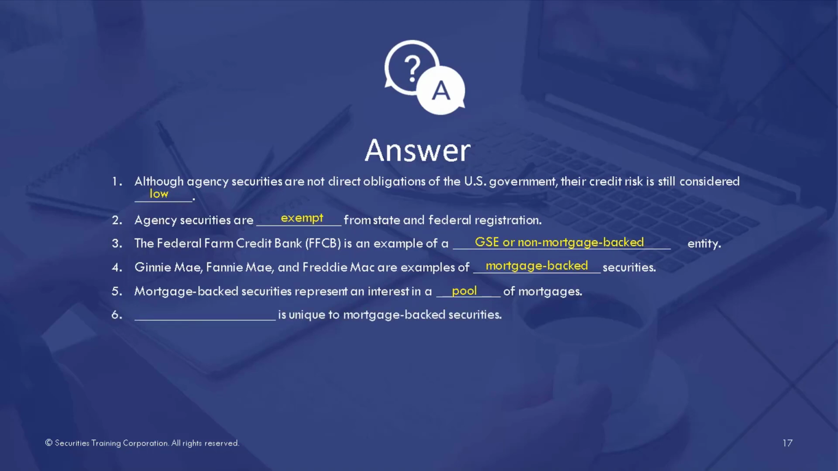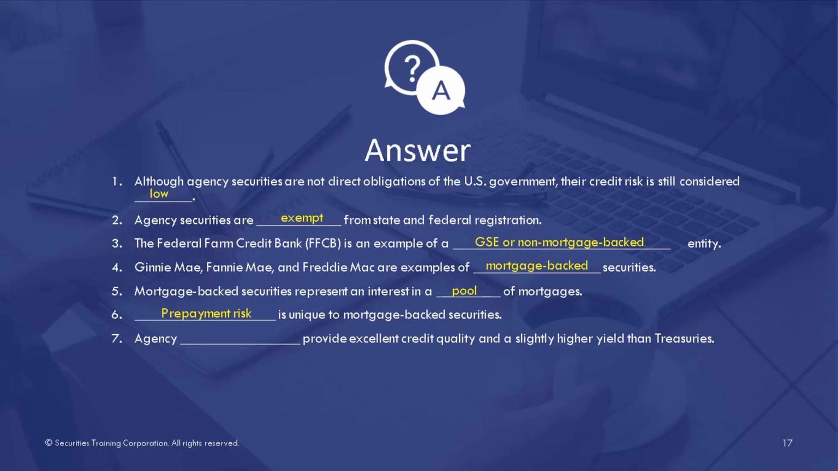Blank is unique to mortgage-backed securities, and what we're looking for there is prepayment risk. Okay, if interest rates fall, homeowners are allowed to refinance and pay off their loans, and you might get prepayments faster than what was projected. Agency blank provide excellent credit quality and a slightly higher yield than treasuries. Okay, agency pass-throughs, they are excellent credit quality with a slightly higher yield than a treasury.